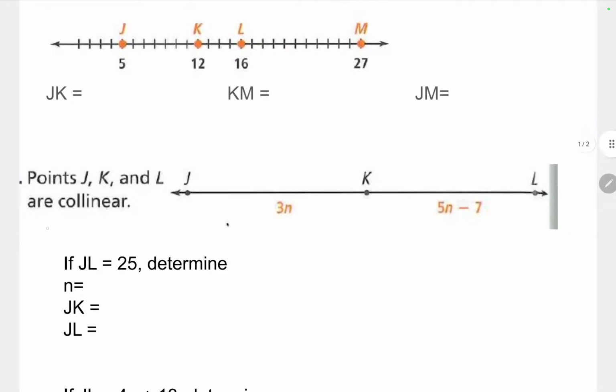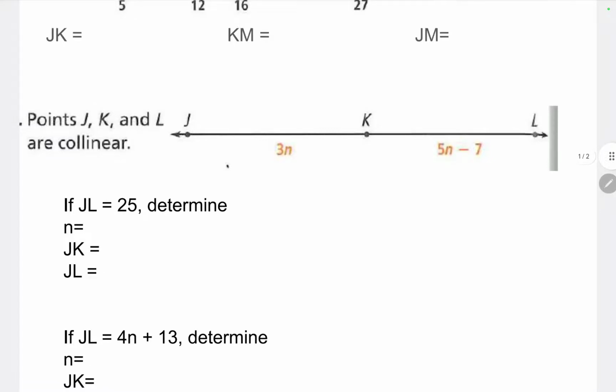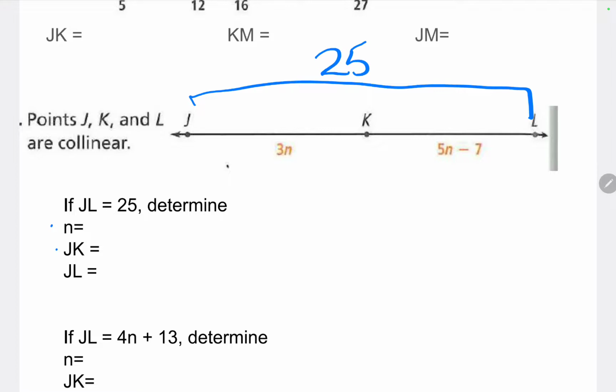Moving on, let's look at these 3 points. We see that points J, K, and L are collinear points. That means that they do all lie on the same line. Therefore, I could name this line, shown here, as JK. I could name it as LK, as KL, or as JL. Now, we are told that the segment JL is 25. Given that, we want to determine the value of N, of JK, and of JL.